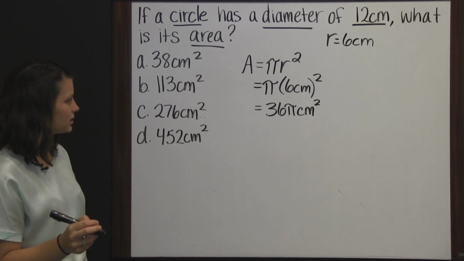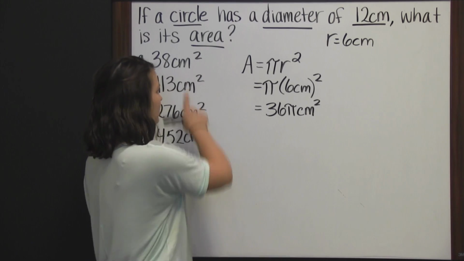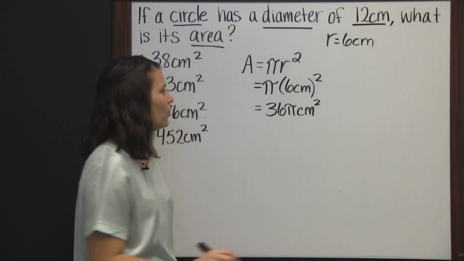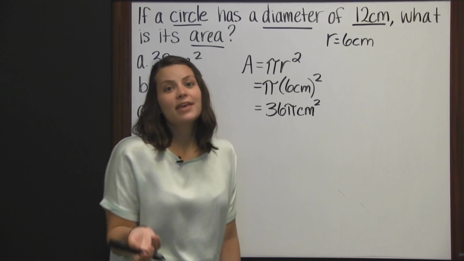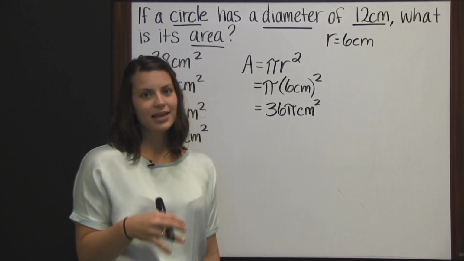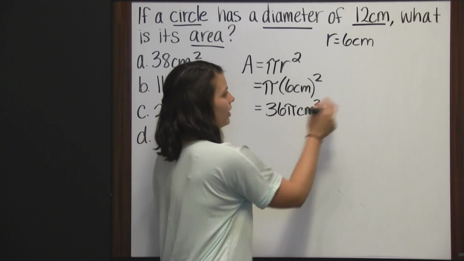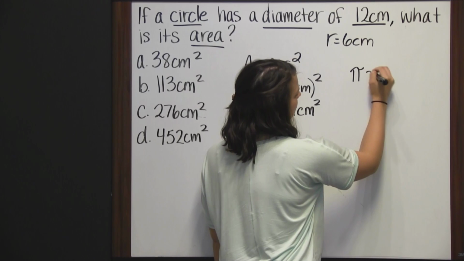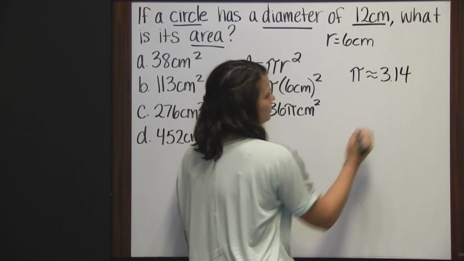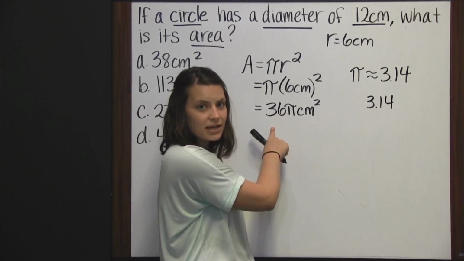But if we look at our answers, none of our answers have pi in them. So that means that these answers are multiplied times pi. If you have a calculator, then you can just multiply 36 times pi in the calculator. But if you don't have a calculator, then pi is approximately 3 14/100. So take 3 14/100 and multiply that times 36.